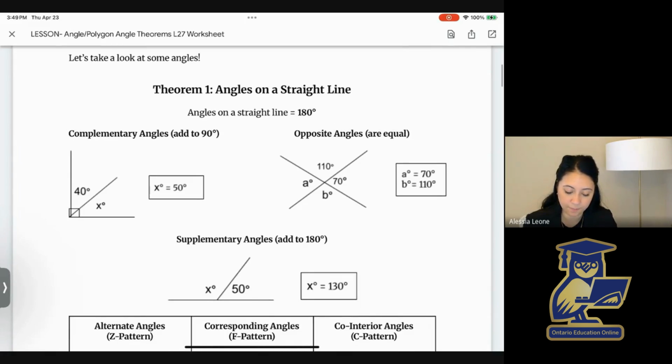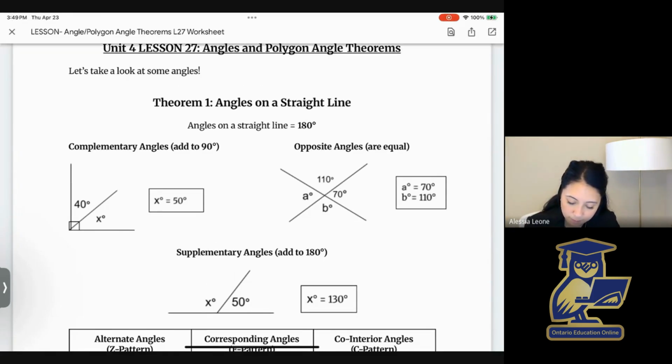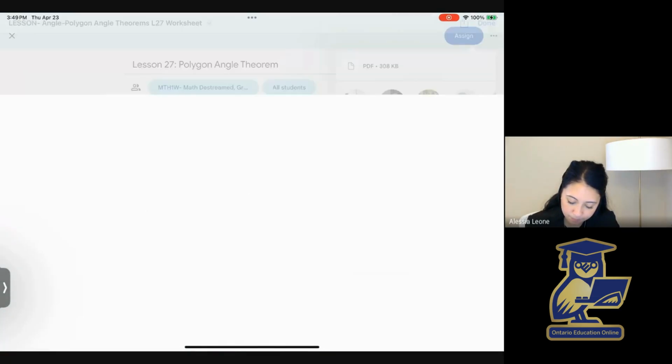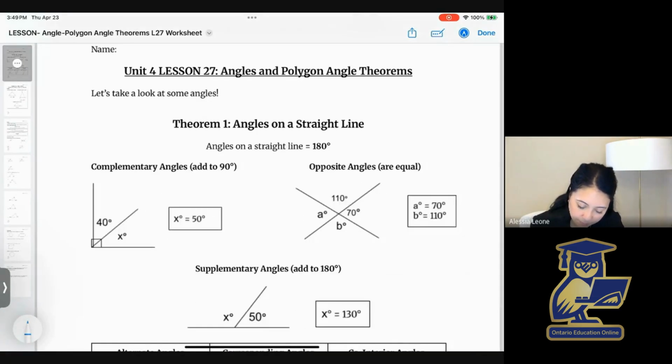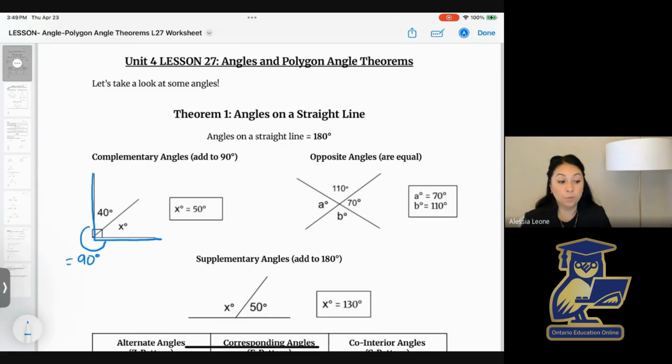Underneath, you see some examples here. Complementary angles add to 90. So this L here will equal 90. The total will be 90. So knowing that rule, it's just a matter of subtraction. We know this is 40, minus that gives us x, and we know x is 50.